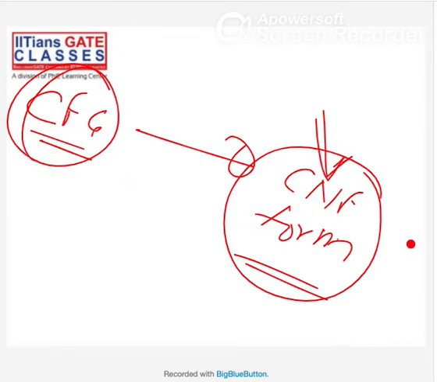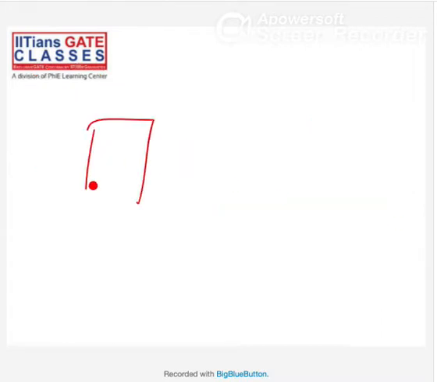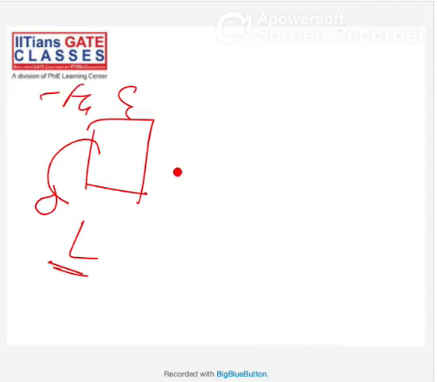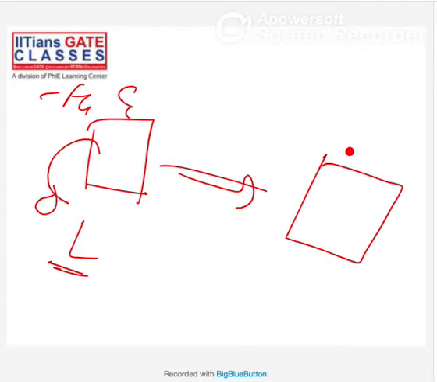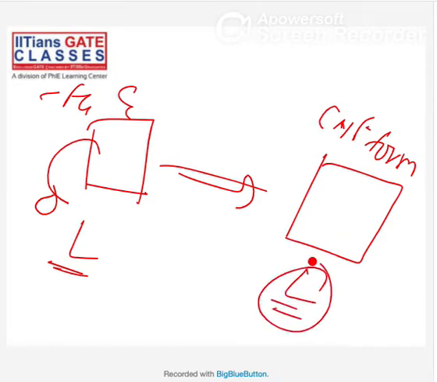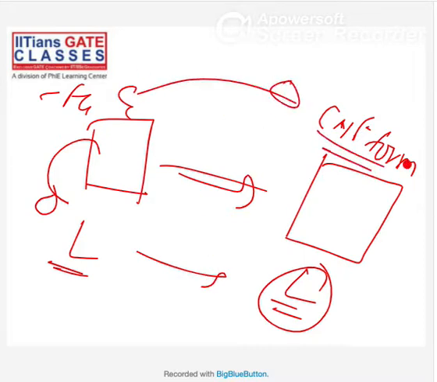So if you have a CFG, let's assume this grammar is generating language L. Then you can transform this CFG into CNF form, such that the language is still L. The language should not change. So every CFG can be transformed into CNF form. This is called Chomsky normal form.